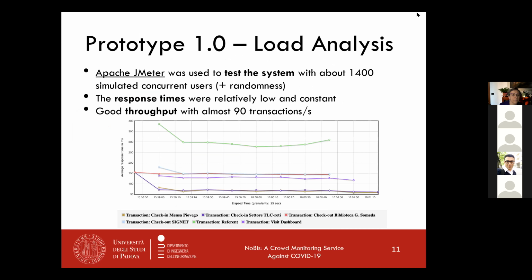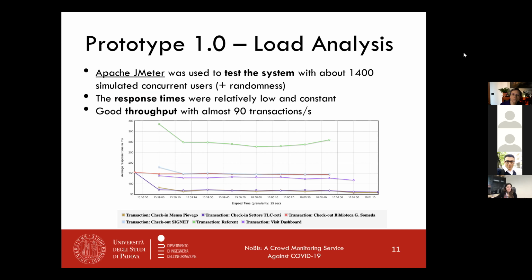The first prototype, let's say prototype 1.1 of NoBis, has been tested with a standard load analysis via Apache JMeter. The system has been tested with about 1,400 simulated concurrent users that check in and check out at different places, and also visit the crowd map on the web page. Plus we added some randomness. All the details are included in the master thesis of my colleague Mattia Avanzi. I don't have the time to go deeper into the details here, but they are all there.